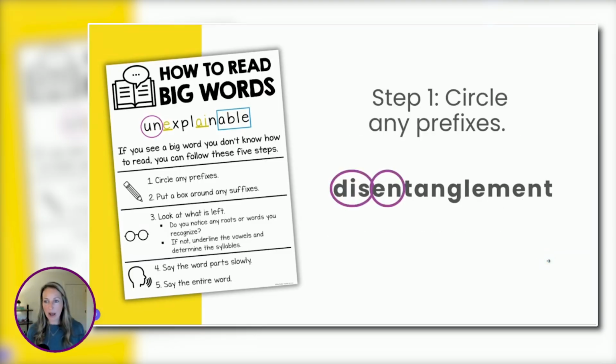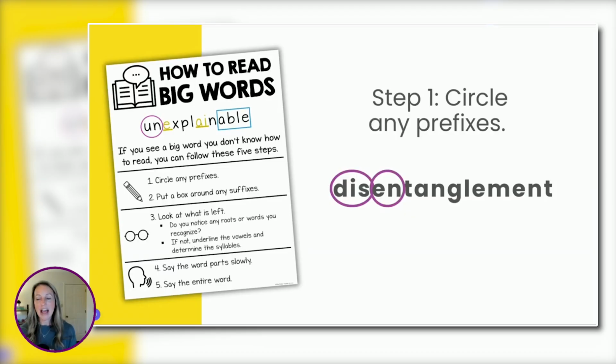So step one is to have students circle any prefixes. When I'm showing this, I love using the example word disentanglement, because it's a long word. That word has 15 letters. And I know a lot of times when I was teaching in my fourth grade classroom, students who were less confident readers would see a big word and immediately just give up. Before they even knew if they could or could not read the word, they were like, oh my gosh, that word is too long.